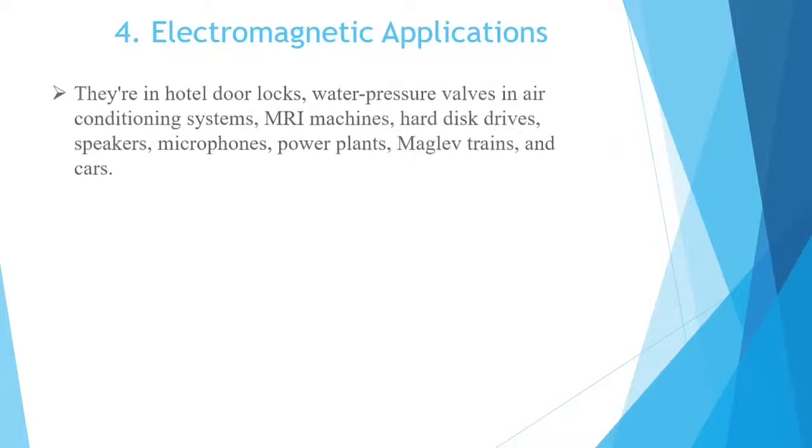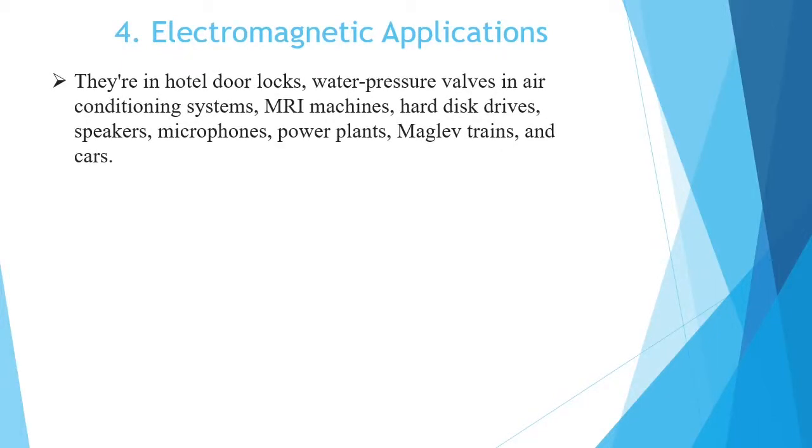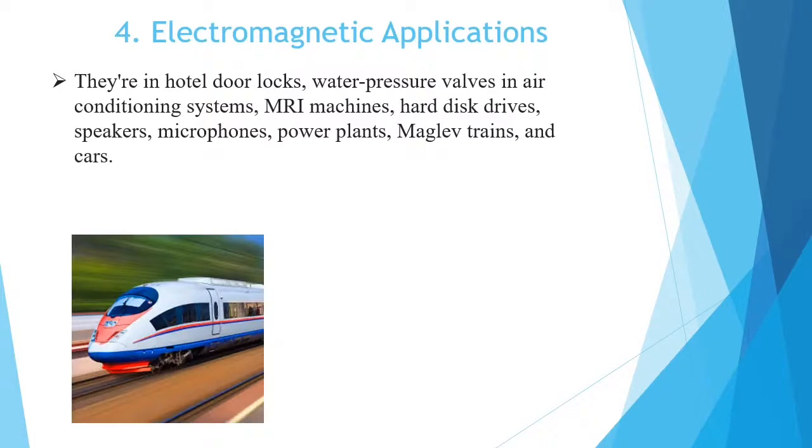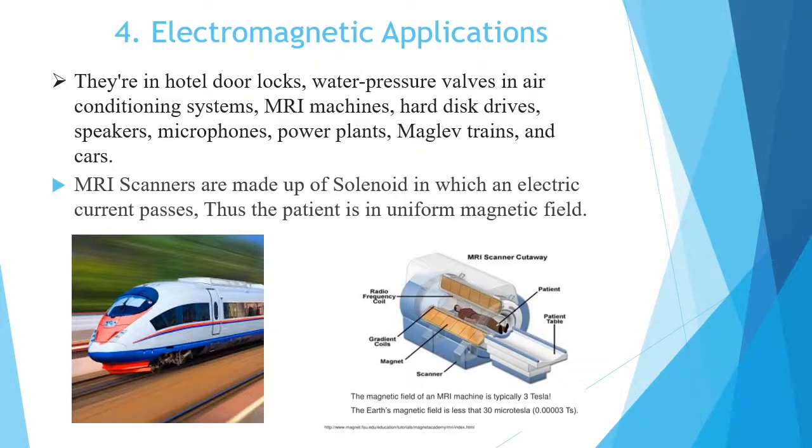Where do we use electromagnetic applications in real life? They exist in many applications. For example, hotel door locks, water pressure valves, MRI machines, hard disk drives, speakers, microphones, power plants, maglev trains, and cars. For example, MRI scanners are made up of a solenoid in which an electric current passes. Thus, the patient in the MRI is under uniform magnetic field as we discussed before.